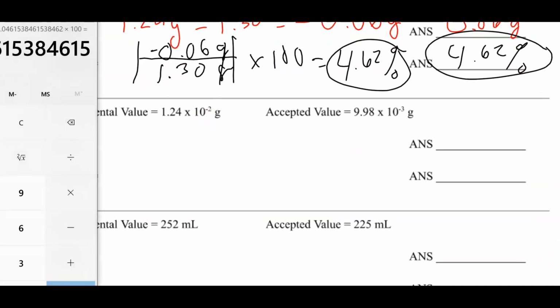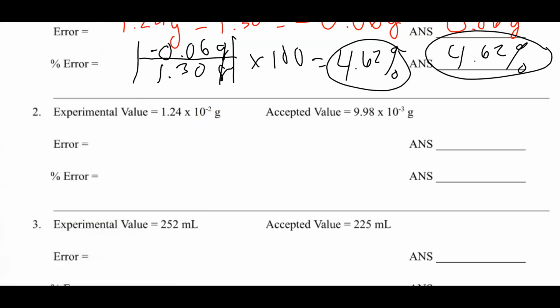This one's a little tricky. On my calculator, I don't have easy to use scientific notation, so let's put these numbers in standard form. Let's practice that. We have to move the decimal 2 places, and we want to make it smaller. It's negative. So I'm going to go 1, 2. This is actually 0.0124 grams. This is the lab measurement. And then accepted, we need to move 3 places to make it smaller. 1, 2, 3. 0.00998. Now I can plug it into my calculator nice and easy.